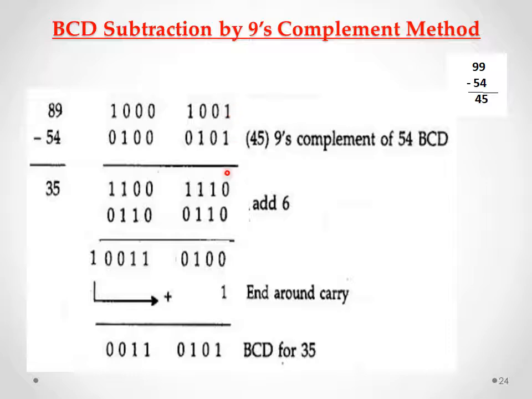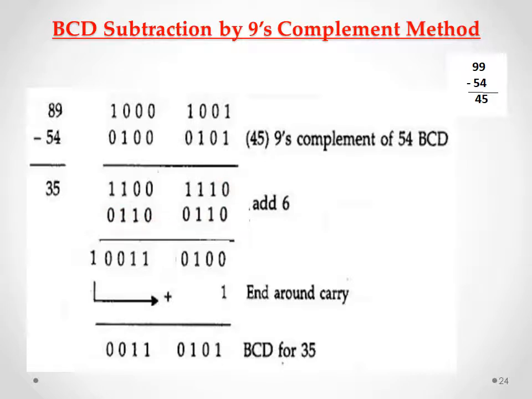Then let's start with this position. So 1 plus 1 is 0. Carry is present, so here 1. Now 0 plus 1 is 1, 1 plus 0 is 1. Next is 0 plus 0 is 0, 0 plus 0 is 0, 0 plus 1 is 1, 1 plus 0 is 1. Now both the combinations are invalid. This is 12 and this is 14. It exceeds 9. Then we are adding plus 6 to both the combinations.